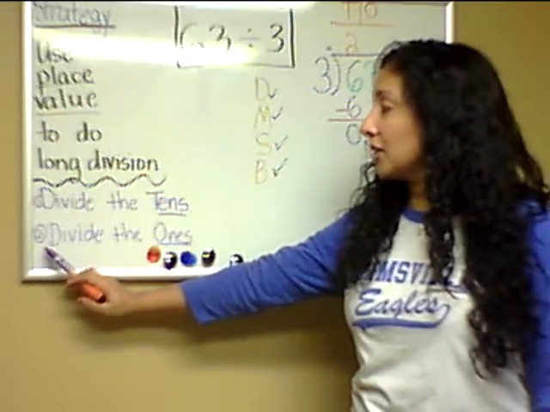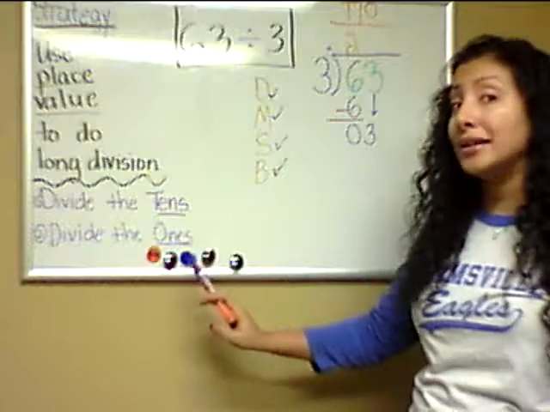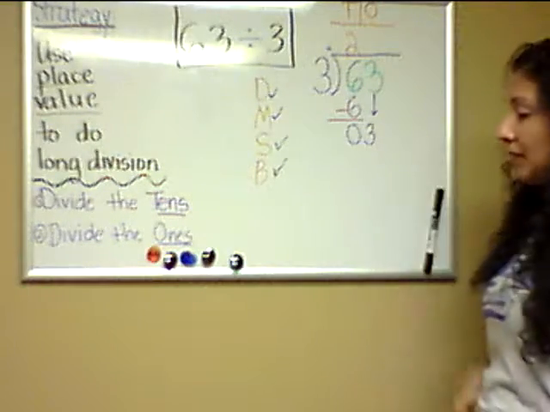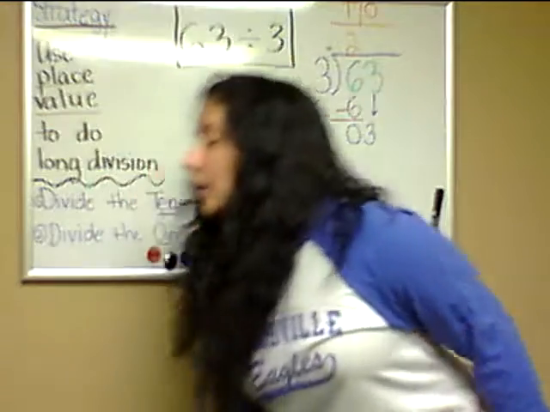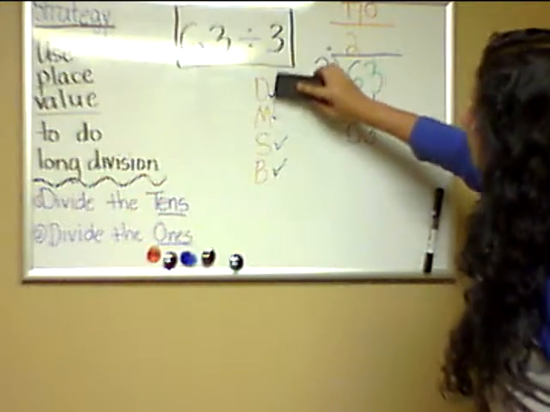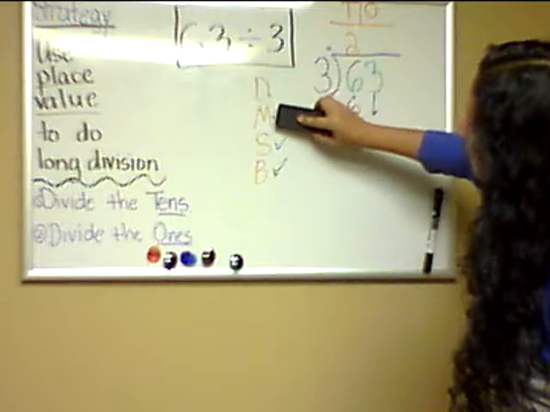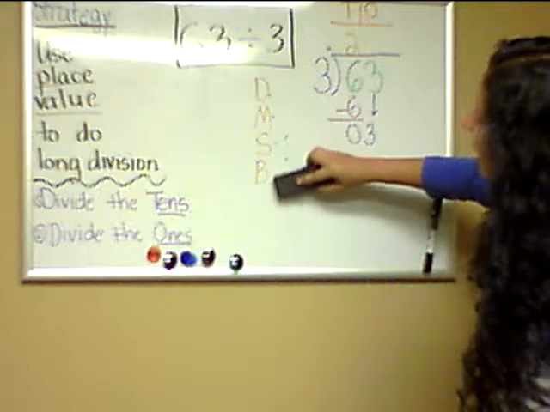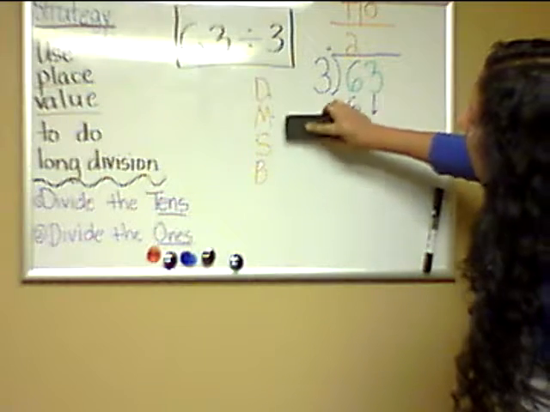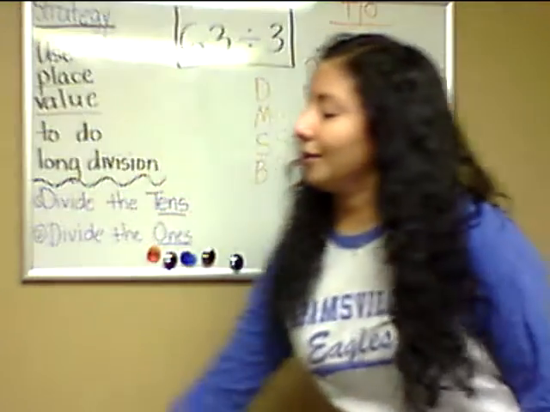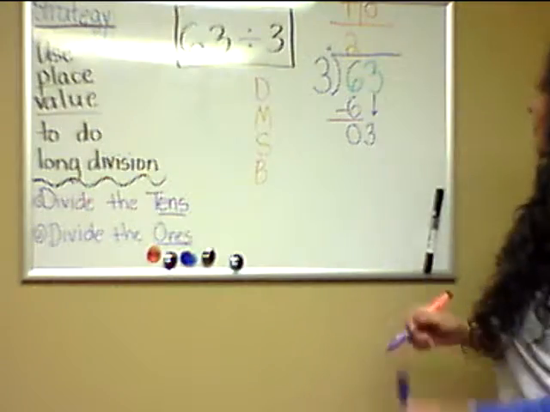Step 2 of our strategy is divide the ones place. So now, same process, we're going to repeat it again. I'm going to erase my check marks so I can make sure I do each step as I divide the ones place. All right, here we go.